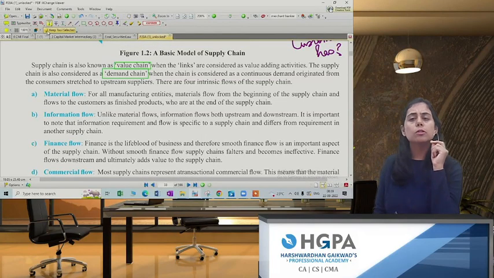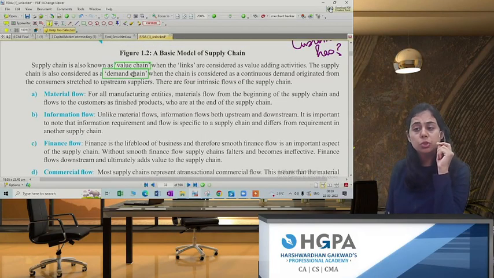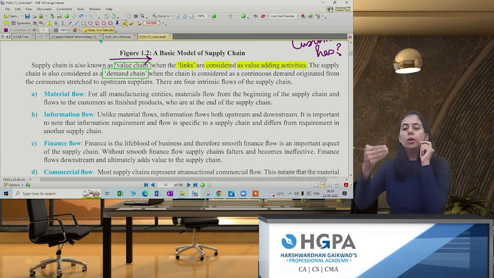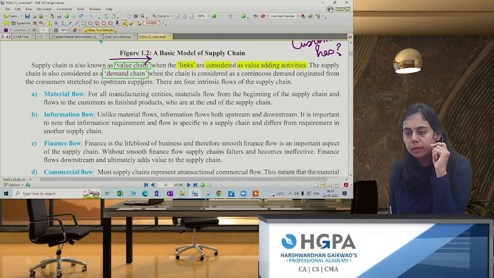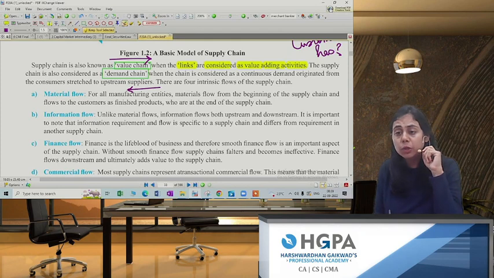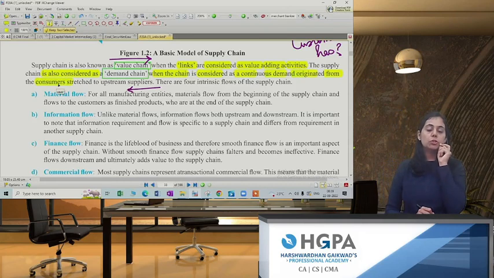As discussed earlier also, supply chain is also known as the value chain when its links are considered as value adding activities. That is which arrow? This. Here you're going on adding the value. But if you consider the other arrow, that concept is known as the demand chain. So they have written here, the supply chain is also known as the value chain, because its links are considered as value adding. But the supply chain is also considered as a demand chain when the chain is considered as a continuous demand originated from the consumer. That is why there are two words.